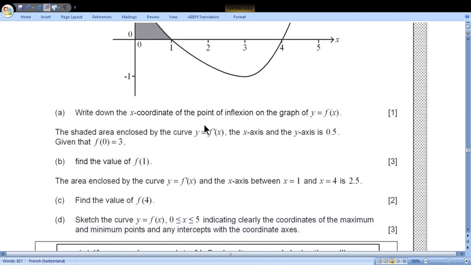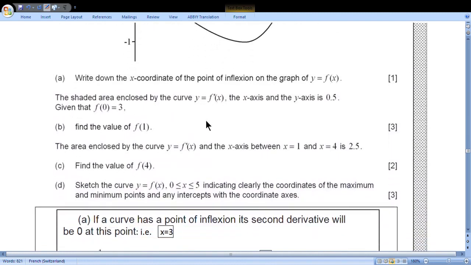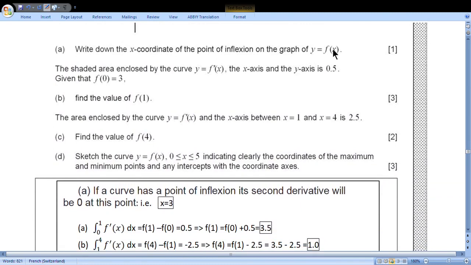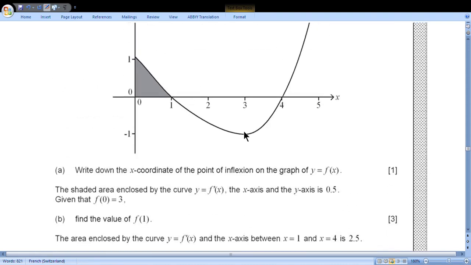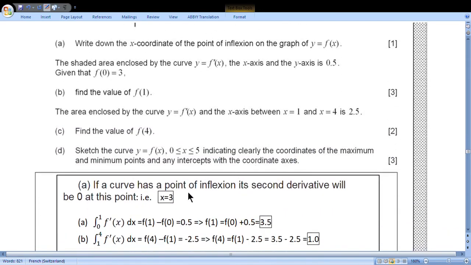Write down the x-coordinate of the point of inflection of y equals f(x). So it is for the function y equals f(x), and the second derivative will be 0 at the point (3, -1). This is why here we have the point of inflection. The second derivative will be 0 at this point, x equals 3.